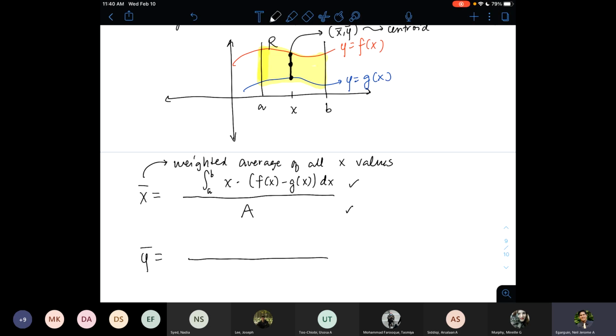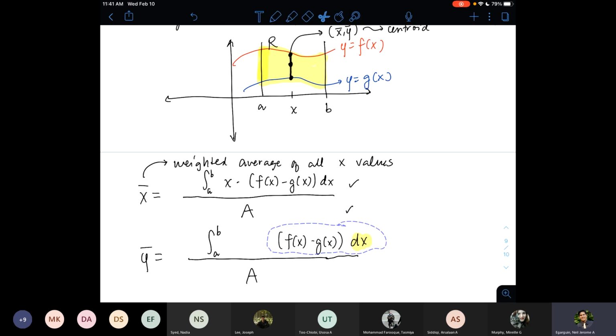So again, we divide by the total area, and then we sum up all y values with the same weight, f of x minus g of x dx. We will average all the y values over here. But you will notice there would be a problem if I simply put y into my formula here, because I am integrating with respect to x, so there could be no y variable in the integral. So I need a replacement for y. Okay, so instead of y, what should I use?